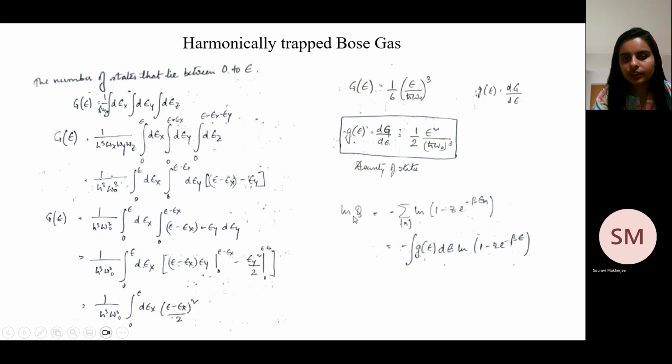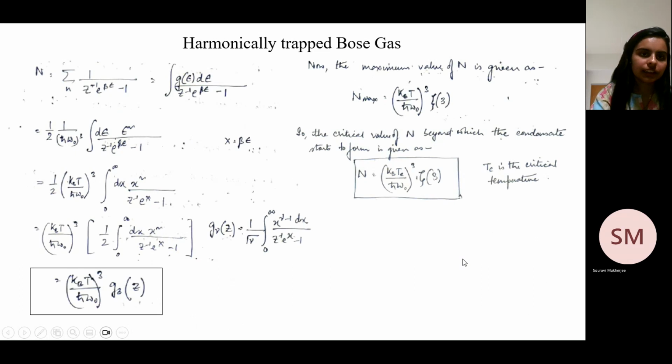And now if you know that ln q is given by this summation here, you can change to the integral given by this expression where ge now is the density of states. So similarly, you can find the integration for the number of particles, and if you do that, this is the expression that you will get.